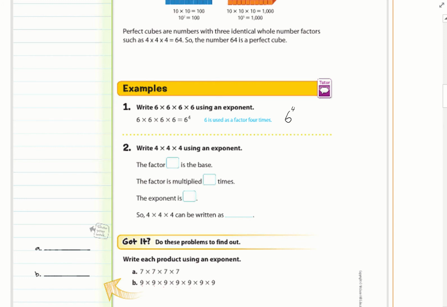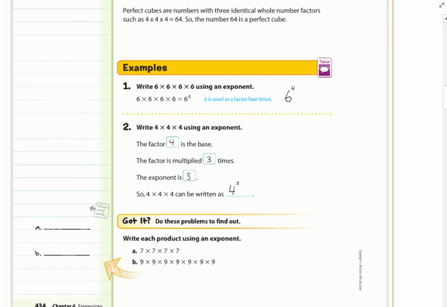So example 2, write 4 times 4 times 4 using an exponent. So the factor 4 is going to be the base. The factor is multiplied 3 times. So my exponent is 3. So I can write this as 4 to the third power. So go ahead and try A and B.